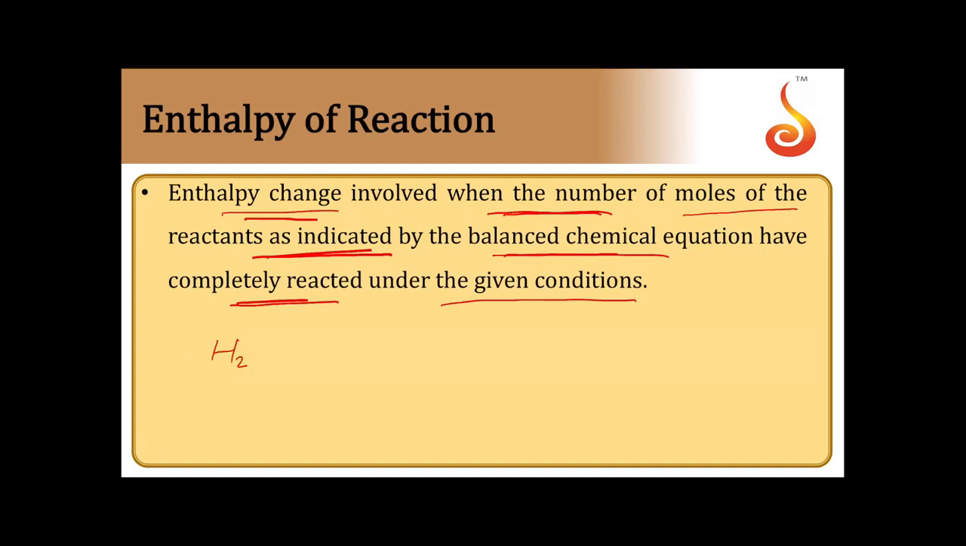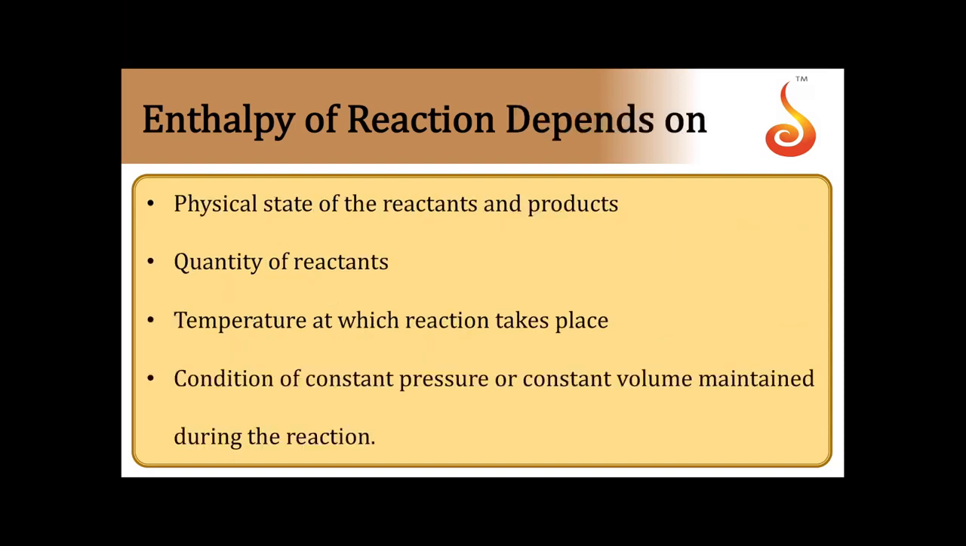Say, for example, H2 plus half O2 giving rise to H2O. Suppose delta H is equal to minus 68 kilocalories. This can be called the enthalpy of reaction, meaning when 1 mole of water is formed under a given set of conditions, the enthalpy change is minus 68 in this case. So this is called the enthalpy change of the reaction.